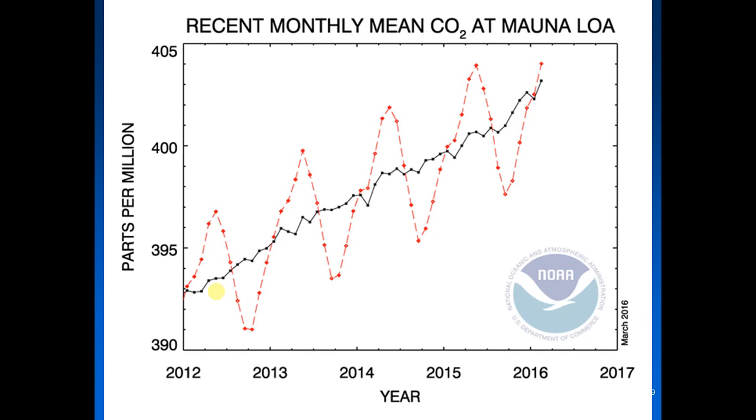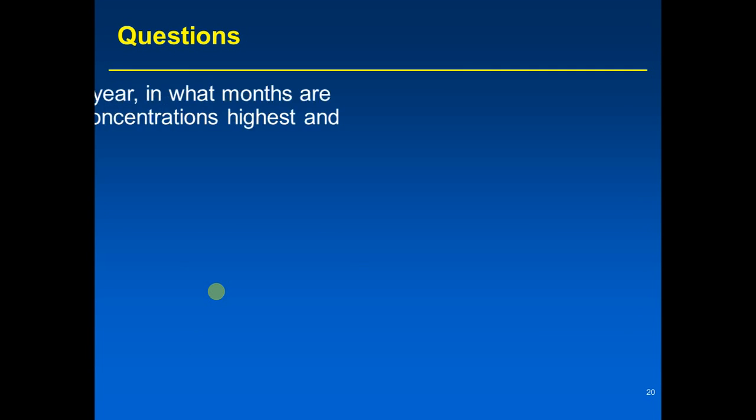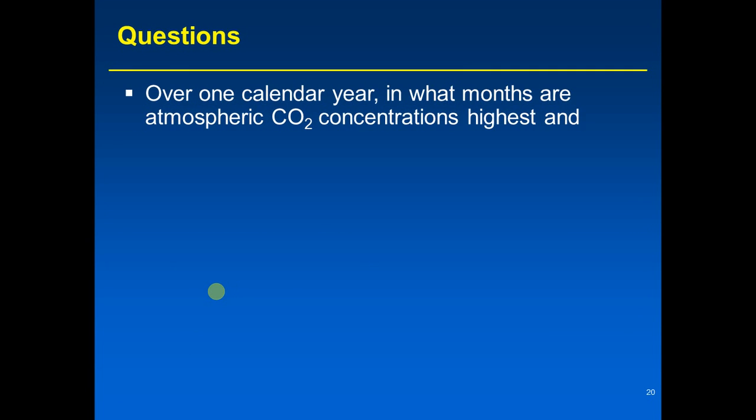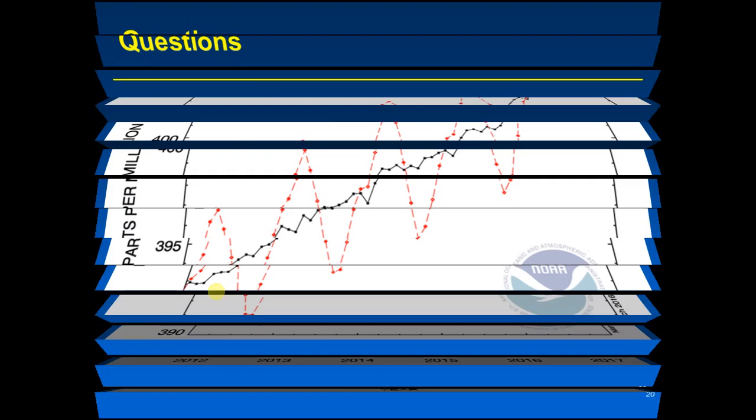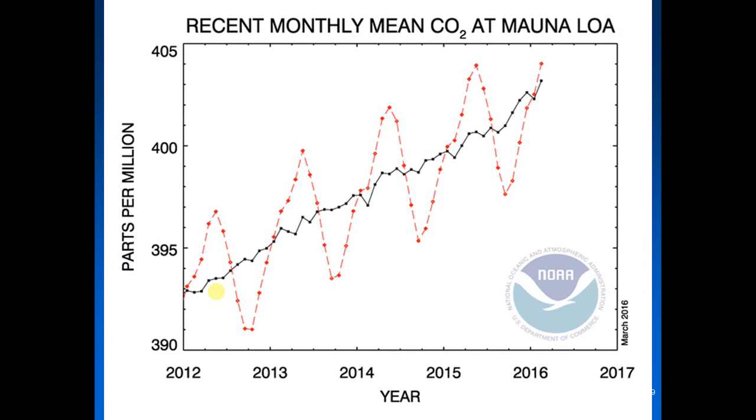So, here are some questions we want to answer. In one calendar year, in what months are atmospheric CO2 concentrations highest and lowest? And what factors contribute to the annual cycle in carbon dioxide concentrations? In other words, why do the carbon dioxide levels go up and down over the course of a year? All right, so we need to come back to the graph to help answer those questions.